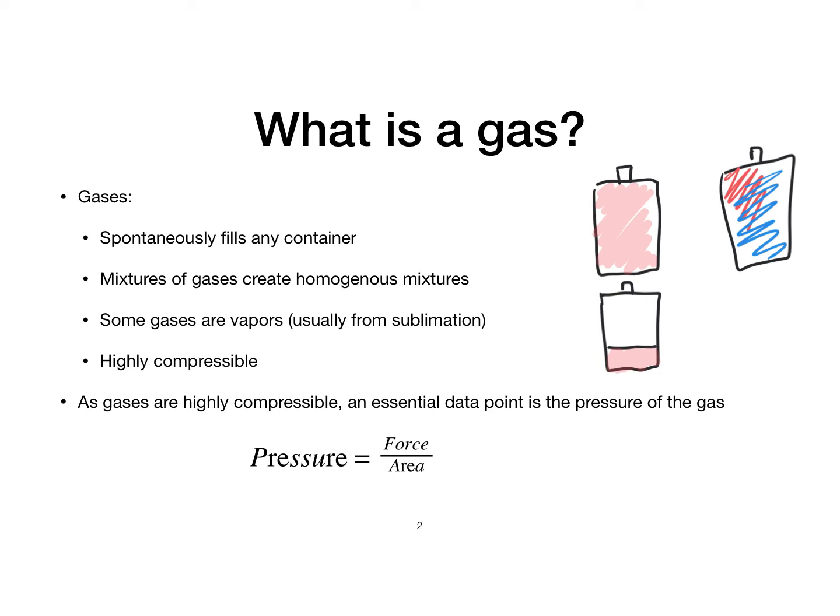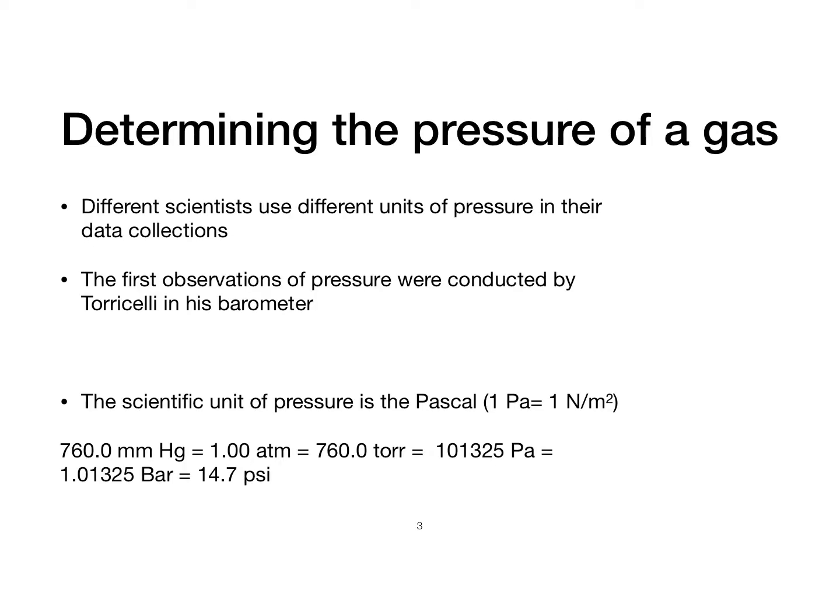The pressure is the force divided by the area. We are not often going to determine the pressure just from force divided by area calculations, although we could. Mostly we are going to look at different units of pressure and convert between those. Different scientists use different units of pressure. Some different units are millimeters of mercury, atmospheres, torr, Pascal. So how was pressure originally determined?